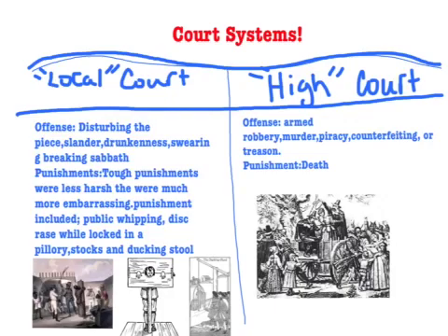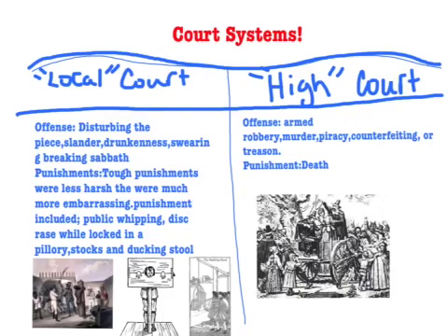So now that I've gone more in depth with the offenses in local court, let me go to the high court. Armed robbery is having a weapon and robbing someone. Murder would be killing someone. Piracy would be copying something that isn't yours and selling it. And counterfeiting is selling false goods or using false items. Or treason is a crime of betraying one's country.